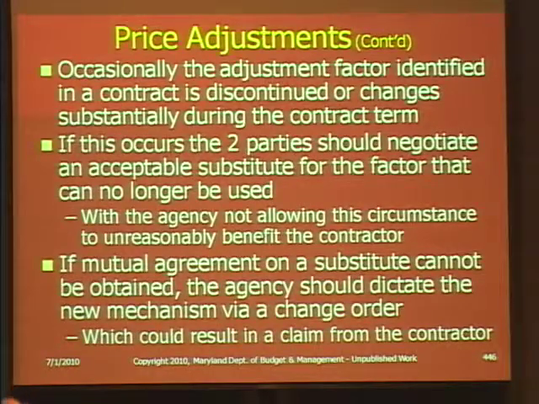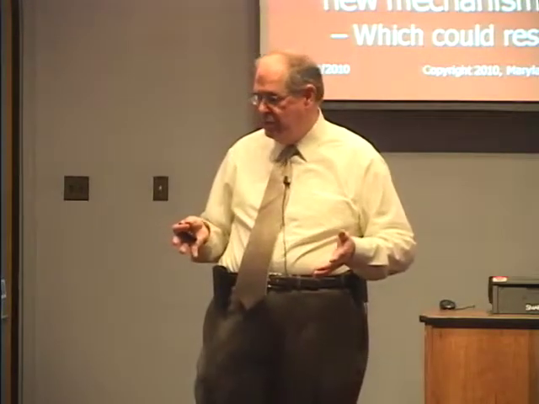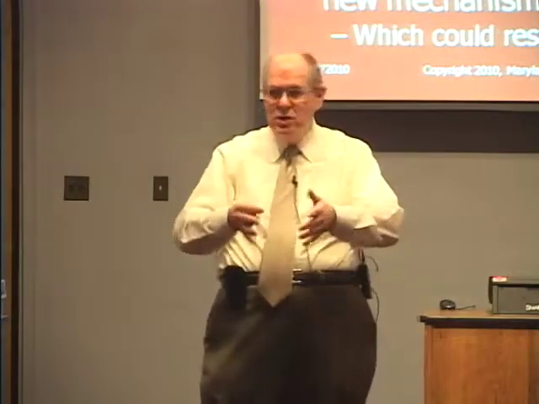Occasionally, the adjustment factor identified in a contract is discontinued or changed, and I have had this happen. So you say in the contract it will be the producer price index for a given commodity. And then 3 years into a 5-year contract, the producer price index changes and that commodity no longer exists. So now what is your adjustment factor? It was all nice and tidy and everything until the U.S. Bureau of Labor changed the rules.